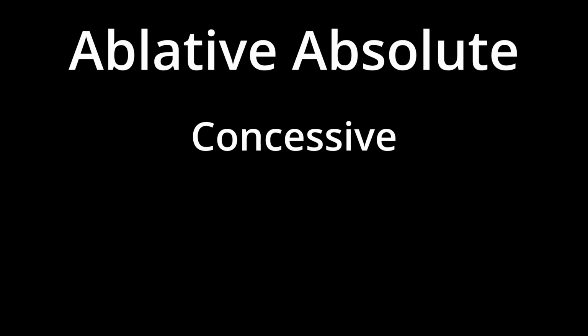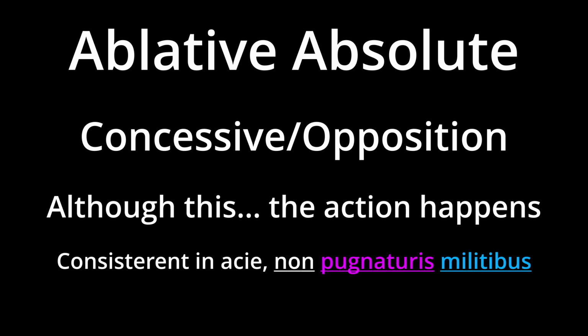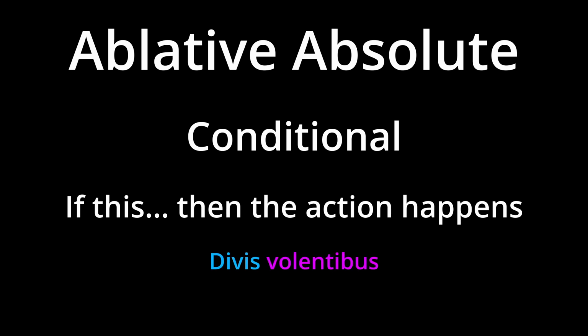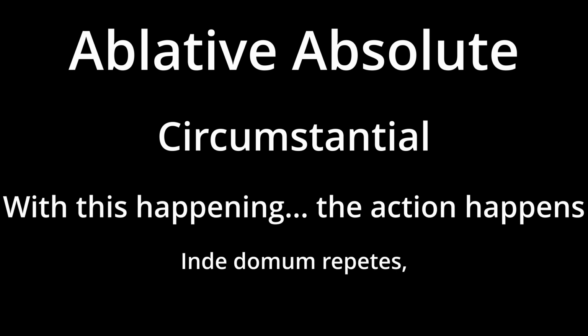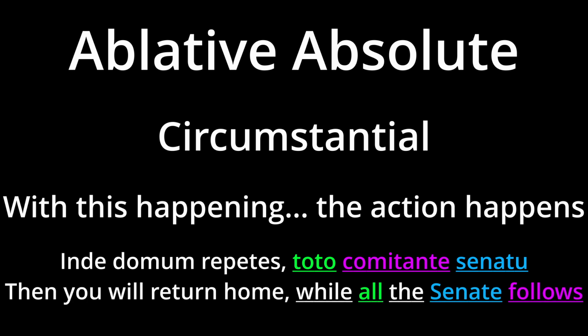There is also concessive, or opposition. So like, although the action happens. So, consisterent in acie, non pugnaturis militibus. They could stand in battle array, although the soldiers would not fight. Ablative absolutes can also be conditional, divis volentibus, if the gods are willing, or with the gods willing. There's also circumstantial, so with this thing happening, the action happens. Inde domum repetes toto comitante senato. Then you will return home, while all the Senate follows.